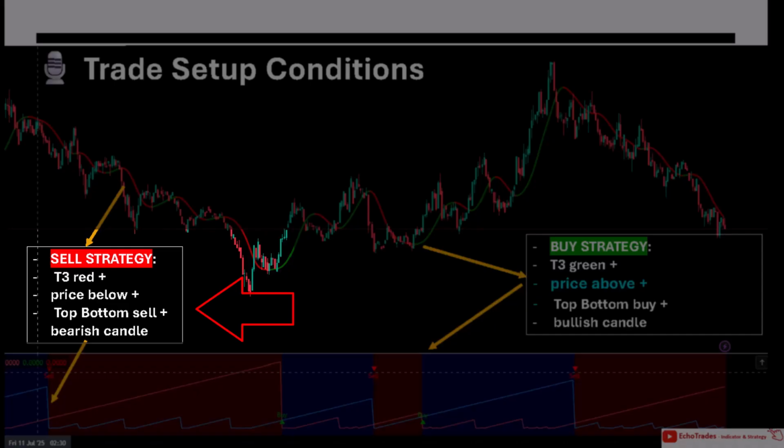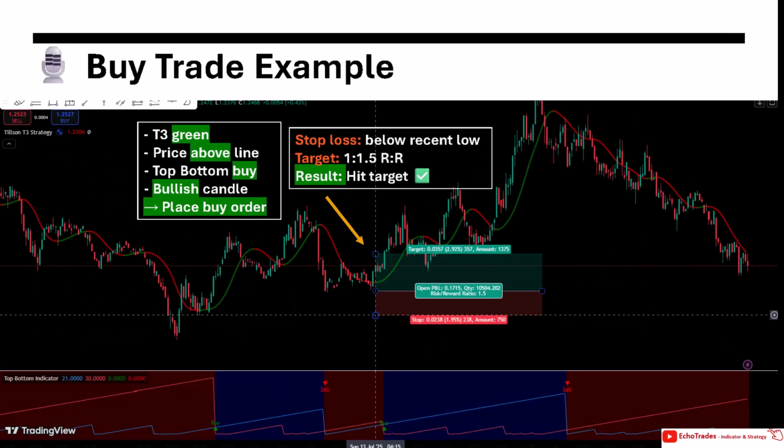And for a sell signal, it's just a mirror image. Okay. Tilson T3 line is red, price is below it. And the top bottom indicator gives a sell signal. And you see a bearish candle form showing selling pressure. Red T3 plus price below plus top bottom sell plus bearish candle. Seems clear. Can you walk us through an example? What does this look like on an actual chart?